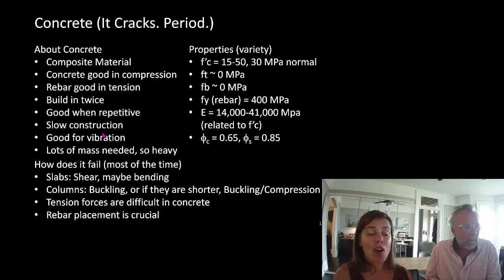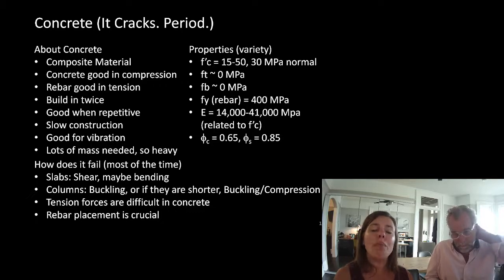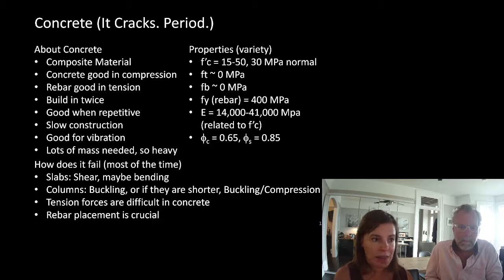It's, as we said, not very strong, so you need a lot of it to resist the load, and that makes it very heavy. Even though it's technically lighter than steel, we need so much of it that it becomes a very heavy material to build with. And it tends to often be governed by its own self-weight.